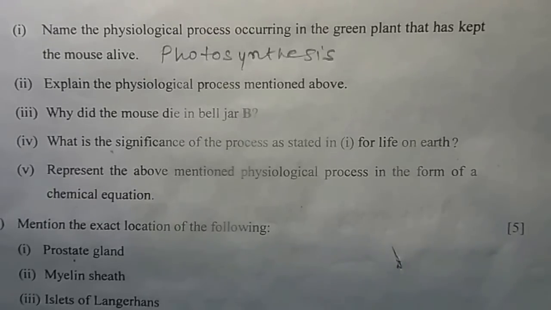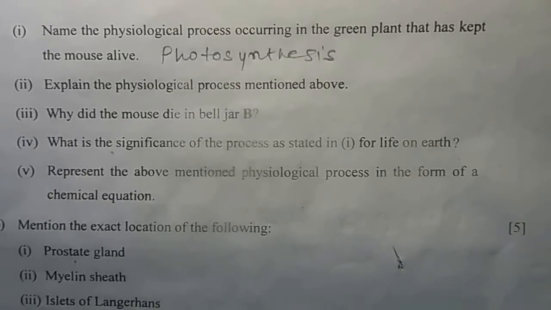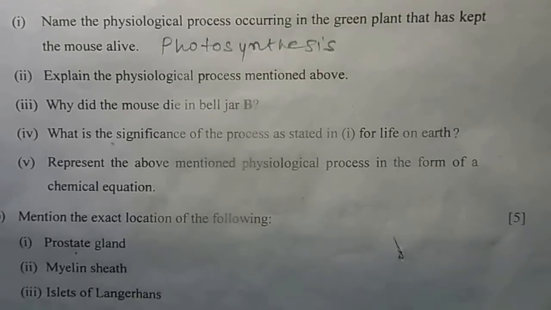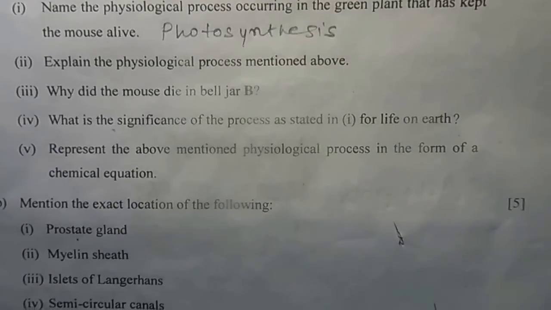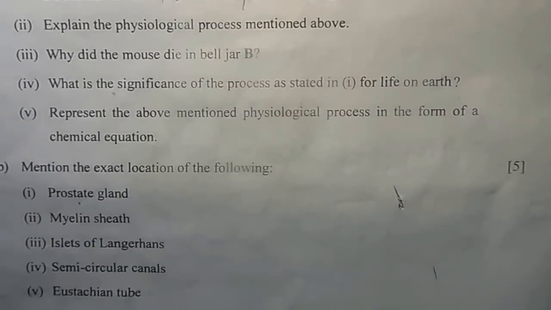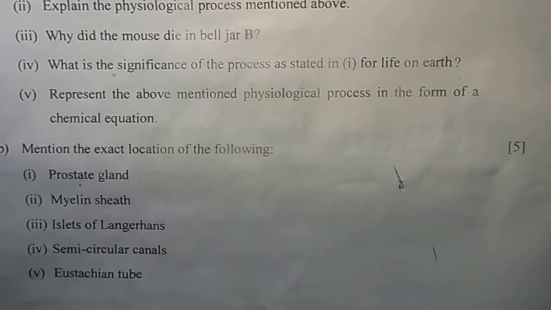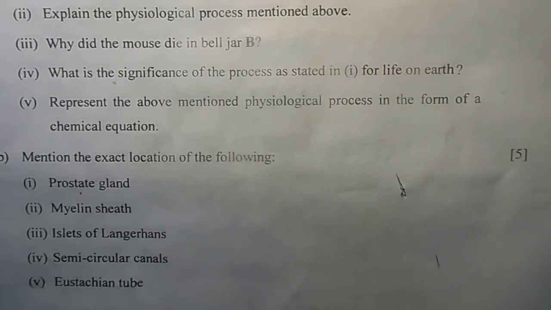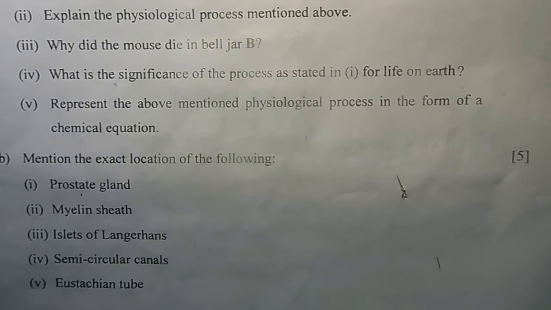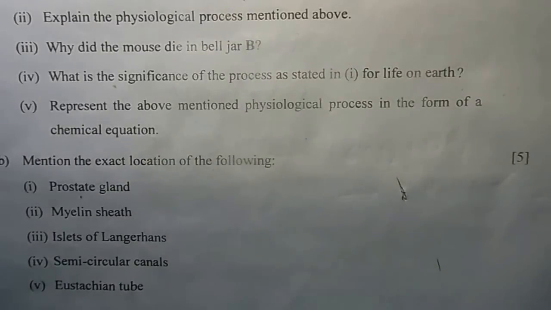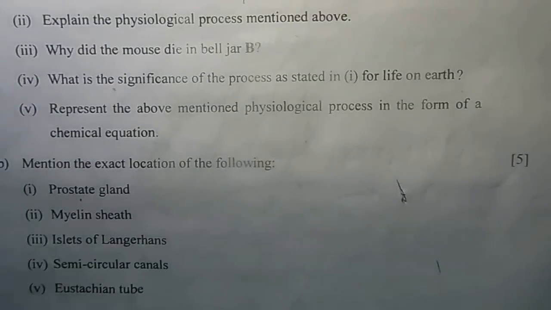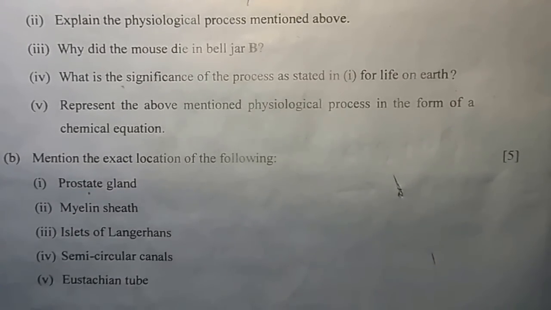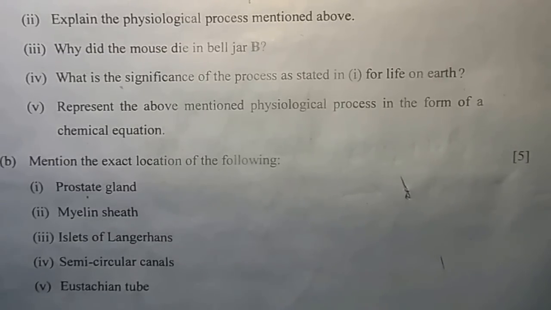Okay. In number 3, why did the mouse die in bell jar B? The mouse dies in bell jar B due to the absence of oxygen. 4, what is the significance of the process as stated in 1 for life on earth? The mouse was kept alive in jar A because of the presence of oxygen. So photosynthesis is a very important process as oxygen is produced as a waste product which is very essential for the survival of human beings.